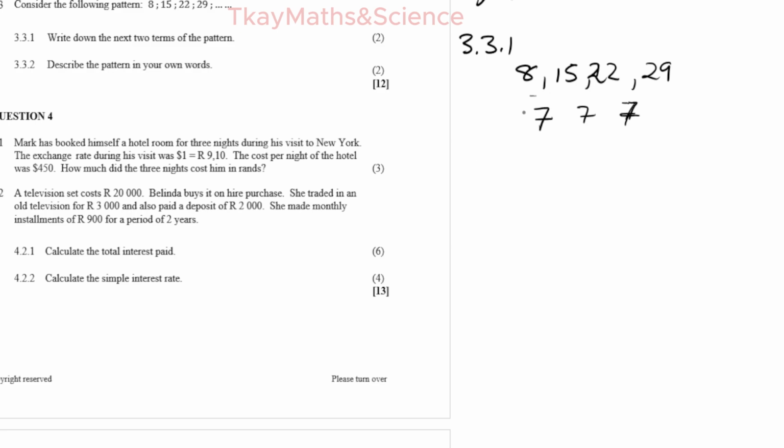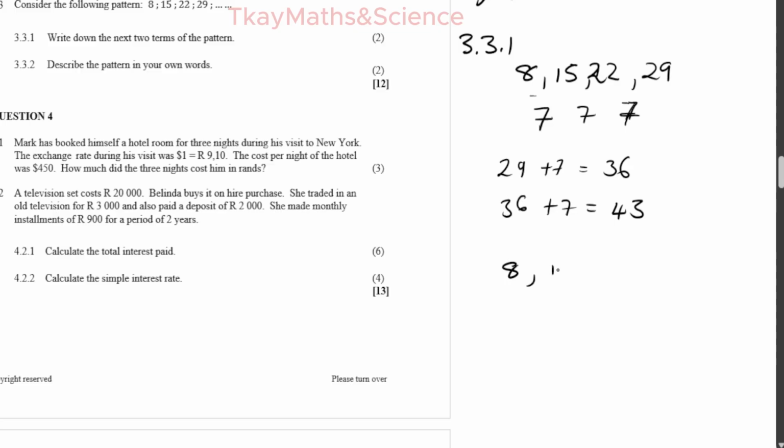So write down the next two terms. For the next two terms, we're just going to add plus 7, plus 7. The next term is 29 plus 7, which is 36. The next term is 36 plus 7, which is 43. So those are the terms. We can write it as 8, 15, 22, 29, 36, 43.